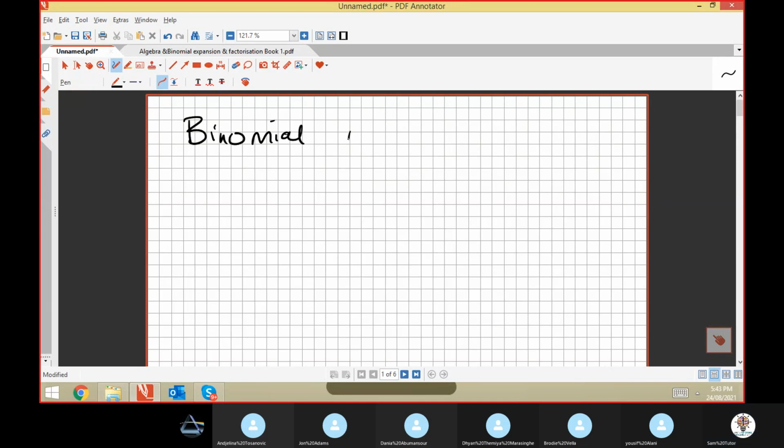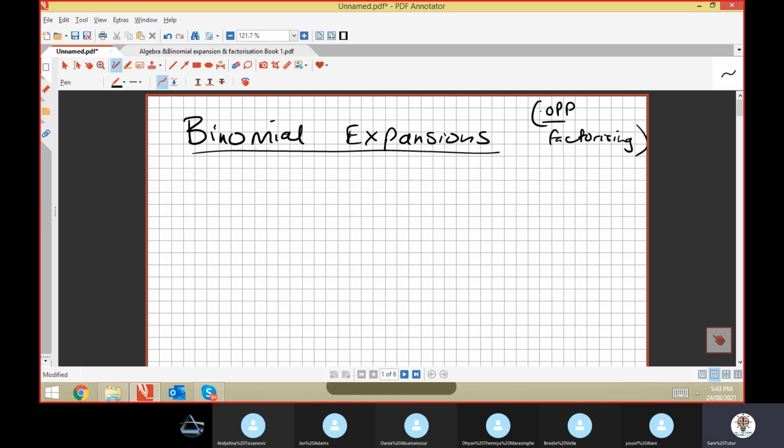Binomial expansions now. So what we've learnt the last few weeks has been the opposite of expanding. We've been learning the opposite, which is called factorizing. Right? Today we're going to pretty much learn the opposite of factorizing, which is going to be called expanding.